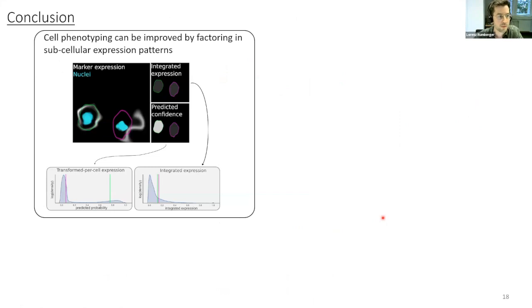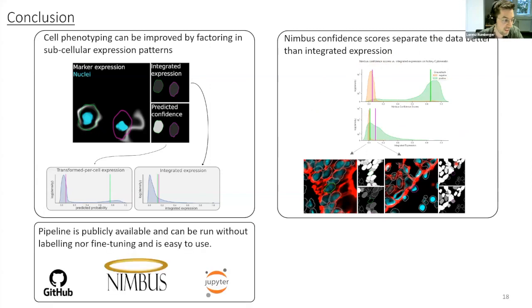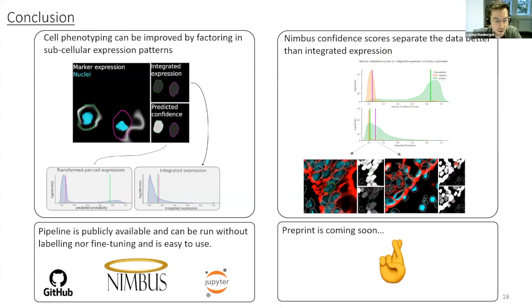So the conclusion is cell phenotyping can be improved by factoring in the spatial or sub-cellular marker expression patterns. These confidence scores nicely separate the data better than the integrated expression does, which I showed in many examples, I hope. The pipeline is publicly available and can be run without any labeling, fine tuning, anything. Also on notebook hardware, at least on small data sets. And a preprint is coming soon.